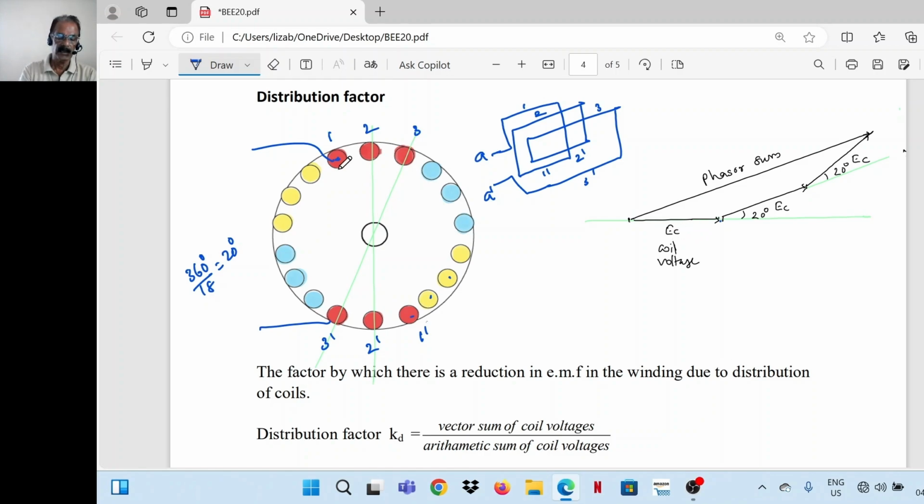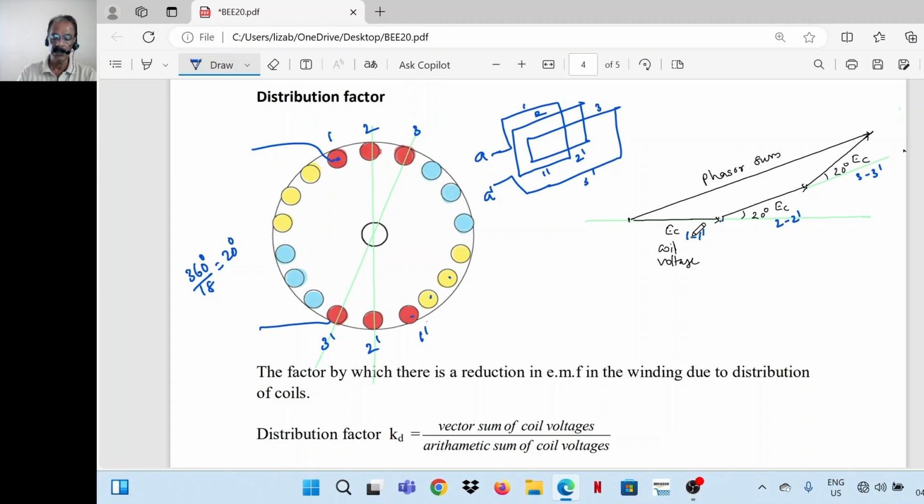Say, let's take the EMF induced in coil 1, 1 dash. This is 1, 1 dash. This is 2, 2 dash. This is 3, 3 dash. They are not in phase. There is a phase difference between the voltages induced in the three coils. So again, there is a factor called the distribution factor. Because of the effect of distribution, we cannot algebraically add the voltage induced in coils 1, 2 and 3. We have to find out the phasor sum.